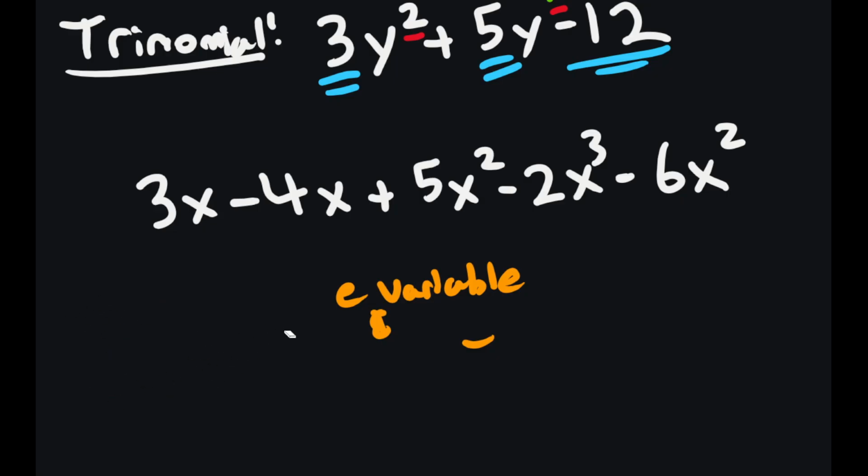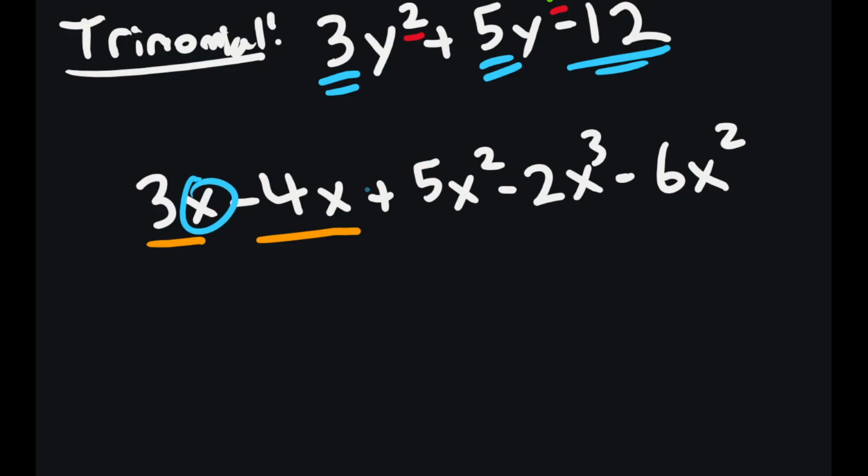So let's go ahead and identify some like terms here. We have this 3x and negative 4x. Why are they like terms? Because they have the same variable, x, and their variables have the same exponent, to the first power, x to the first power, right there. So those two are like terms.